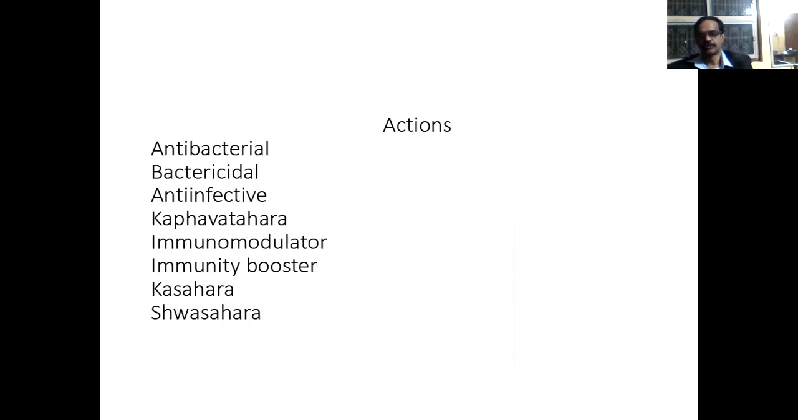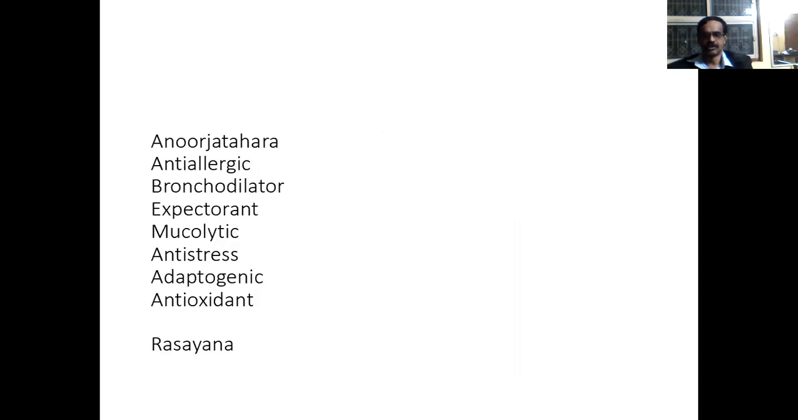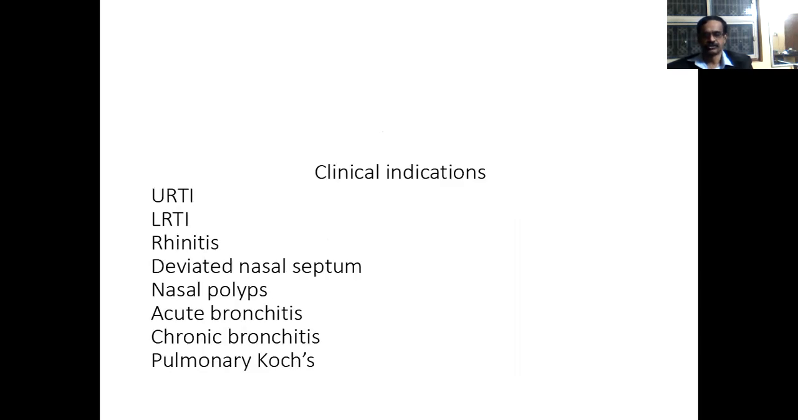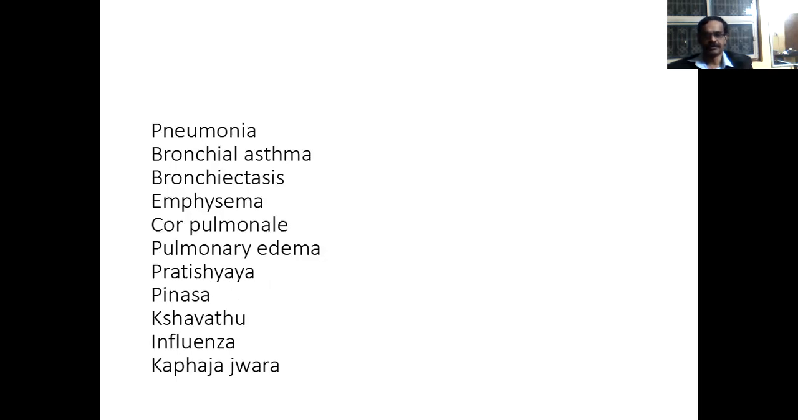Now let us see the actions of Poushkaradi kashaya: antibacterial, bactericidal, anti-infective, kaphavatahara, immunomodulator, immunity booster, kasahara, shwasahara, anurjatahara, anti-allergic, bronchodilator, expectorant, mucolytic, anti-stress, adaptogenic, antioxidant, and rasayana actions. Let us see the clinical indications. It is given in upper respiratory tract infection, lower respiratory tract infection, rhinitis, deviated nasal septum, nasal polyps, acute bronchitis, chronic bronchitis, pulmonary coughs, pneumonia with proper antibiotic coverage, bronchial asthma, bronchiectasis, emphysema, cor pulmonale, pulmonary edema, pratishyaya, pinasa, kshavathu, influenza, and kaphaja jwara.